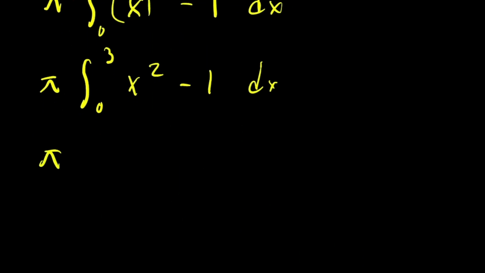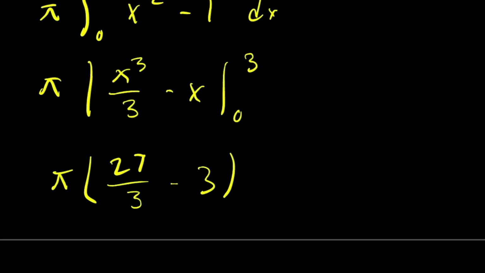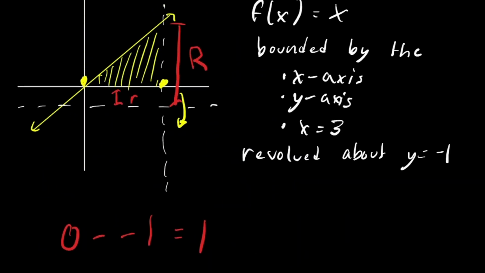So we have 2x. Oh, no, I took the derivative. x cubed over 3 minus x from 0 to 3. And we have pi times 27 over 3 minus 3, which equals 9. 9 minus 3 is 6. So we get 6 pi. So that's all you have to do if it's a different axis than the x-axis or the y-axis.